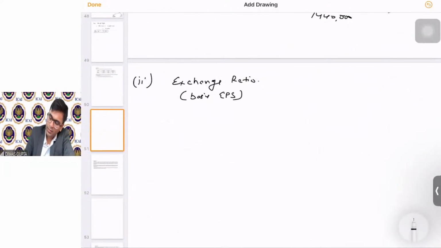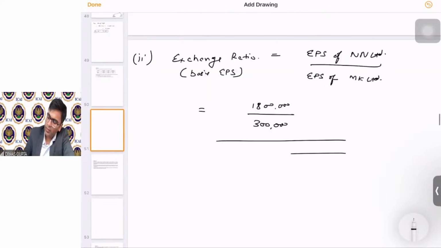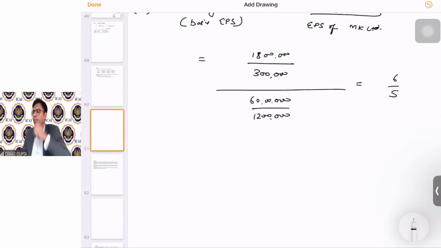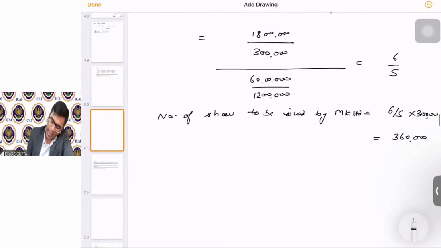Basis EPS, EPS of NN Limited, EPS of MK Limited, which is 18 lakh divided by 3 lakhs, okay, whole divided by 60 lakhs divided by 12 lakhs. So this is 6 by 5. So the number of shares to be issued by MK Limited, 6 by 5, okay, into 3 lakhs, which is 3,60,000.